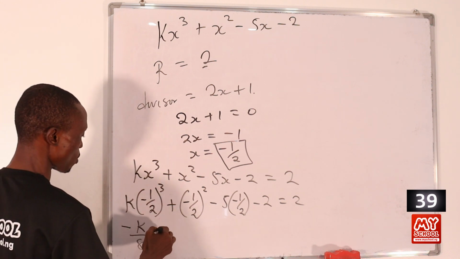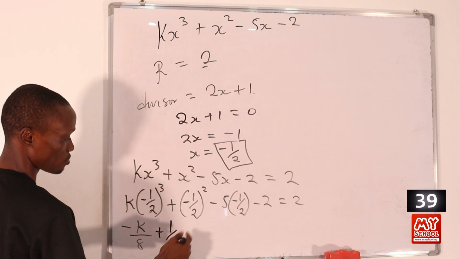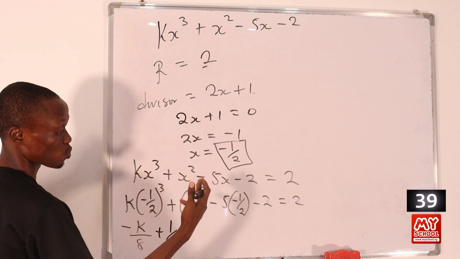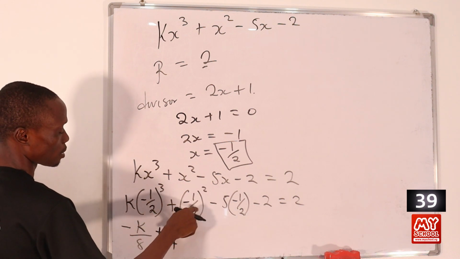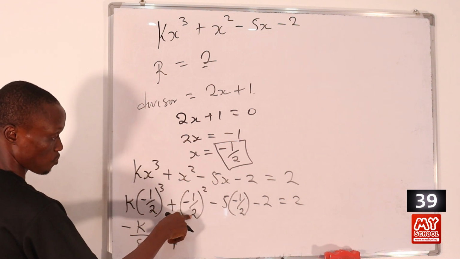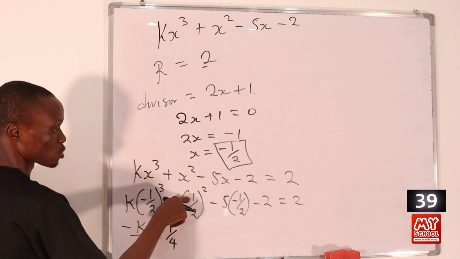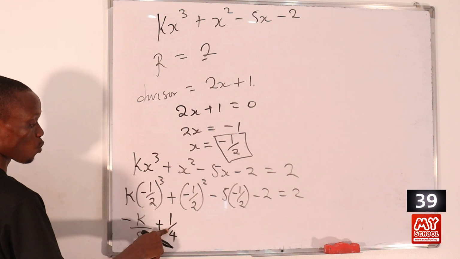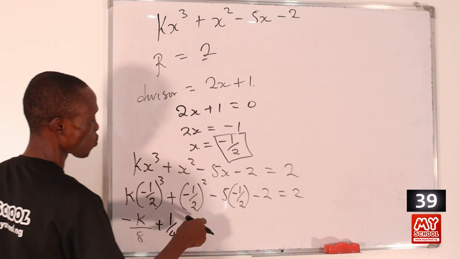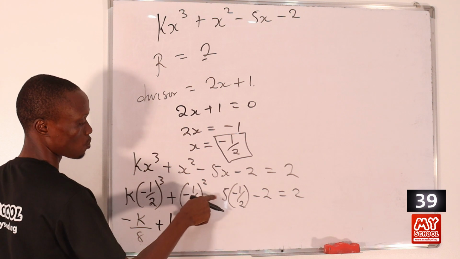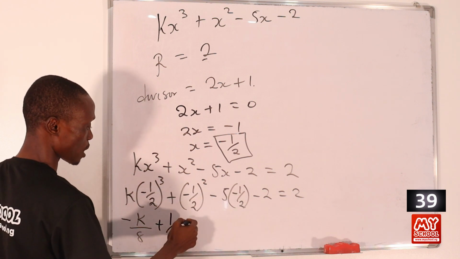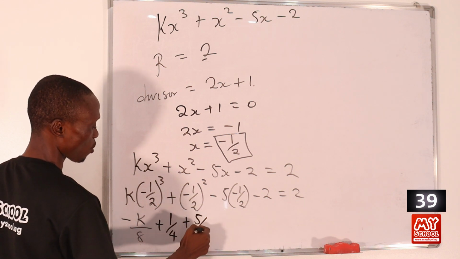Okay, while here we'll be having plus 1 all over 4. The reason is because minus 1 squared is equals to 1, and 2 squared is equals to 4. Remember, this is a fraction, so this will be 1 squared and 2 squared, and that will still leave us with 1 over 4. Why here, since we're having minus here and we have minus here, both minus will multiply to change to plus, so that here we'll be having plus 5 all over 2.